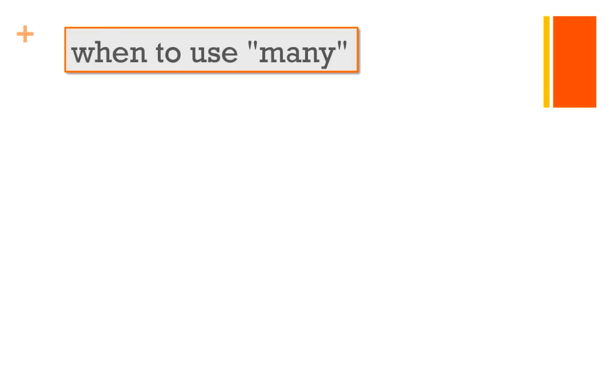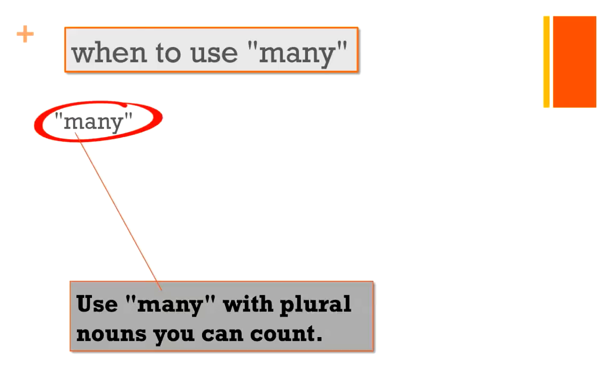And now we turn to many. Remember, much was singular nouns, you cannot count them, and many, of course, we use with plural nouns that we can count, like in, have you got many comics? Comics are countable, 1 comic, 2 comics, 3 comics, and so on. It's a plural noun, you can count it. We use many and not much.